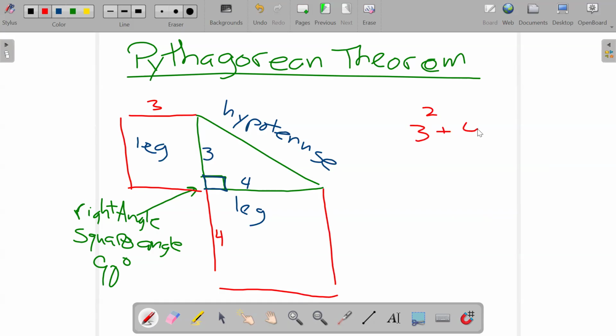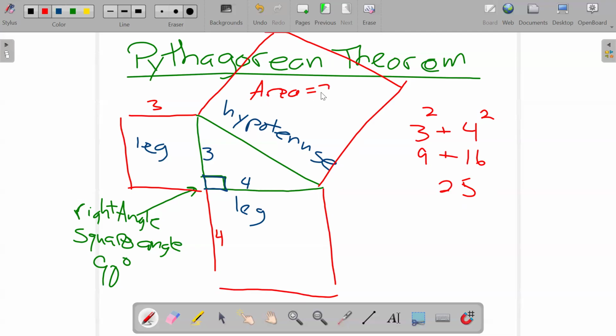3 squared plus 4 squared, if we add those areas together, so that would be 9 and 16, which is 25, match the area of the square that comes off the hypotenuse. Sorry, my square's a little janky there. So this square has to have an area of 25. If its area is 25, what do the measurements of its sides have to be? Is there a number that we can multiply by itself and get 25? 5 times 5. Yeah, 5 times 5.